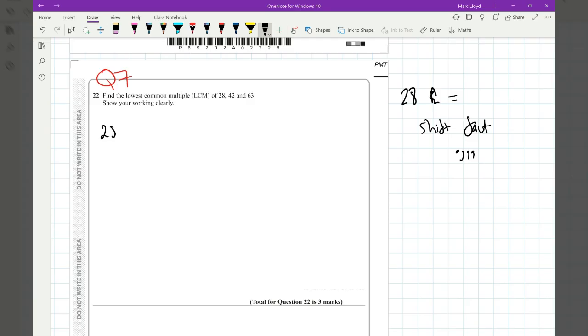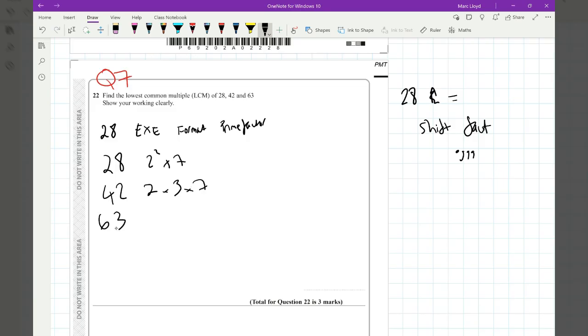So you just put your answer onto the answer line, so 28, then hit execute. So I'm just going to type it like this: 28, execute, and then you click format, and then you want prime factor, and it does it all for you. So 28 is 2 squared times 7. 42 is 2 times 3 times 7. And then 63 is 3 squared times 7.